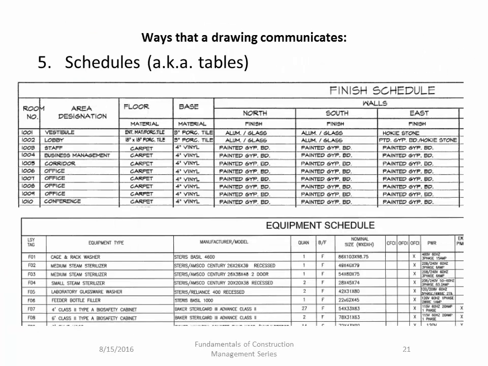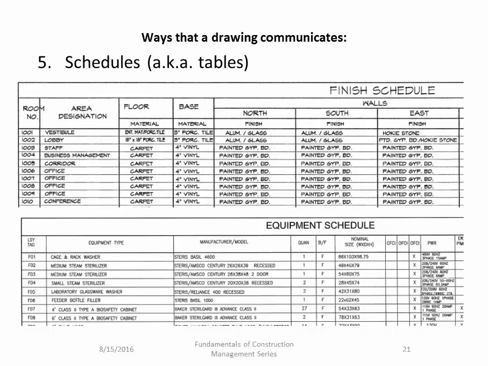Schedules are another way that drawings communicate. I mentioned them before. I talked about them a little bit. Here's an example. When I discussed them before, I said that they would be in a tabular format or a table. In this case, we're talking about finish schedules or equipment schedules as well. Before I talked about window and door schedules.